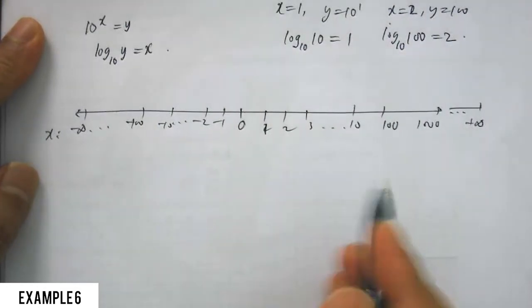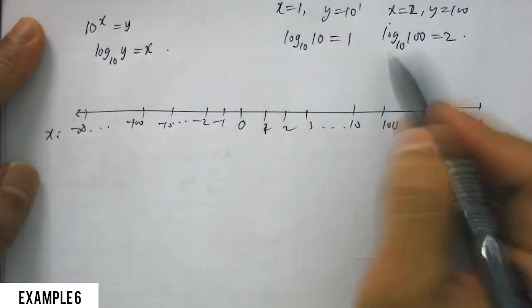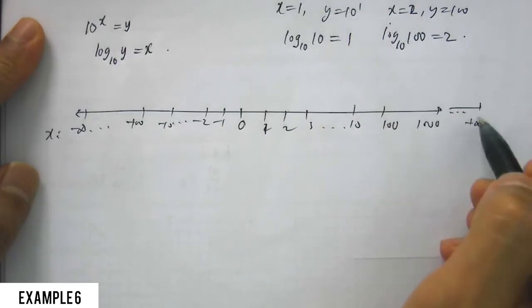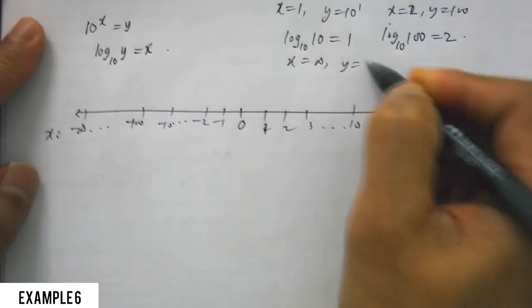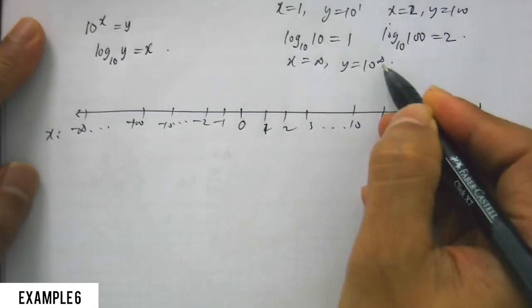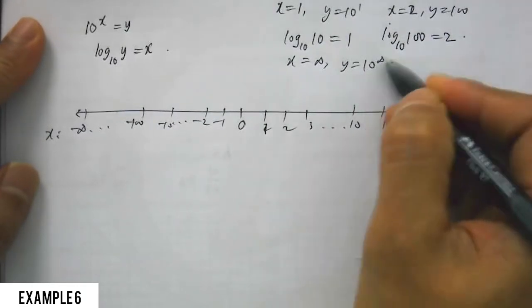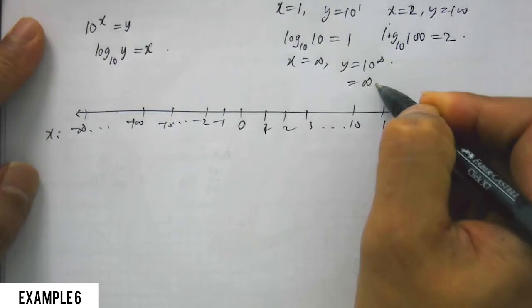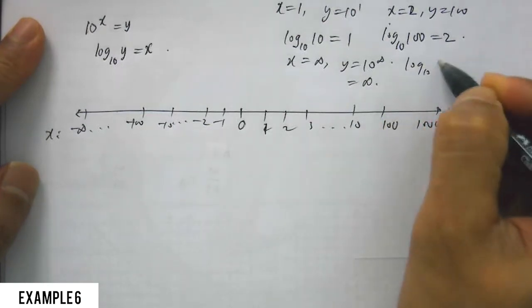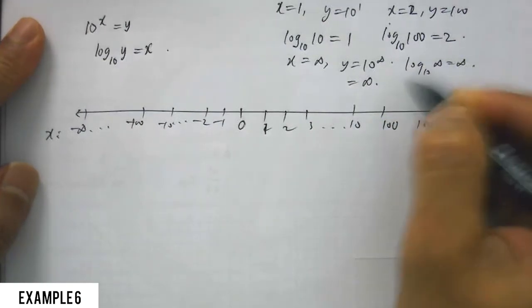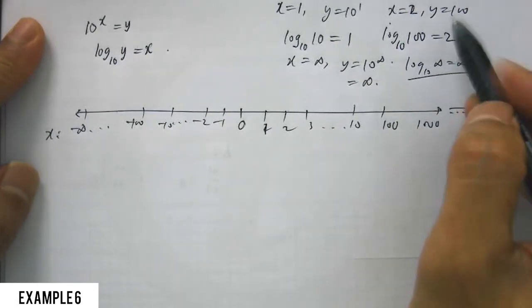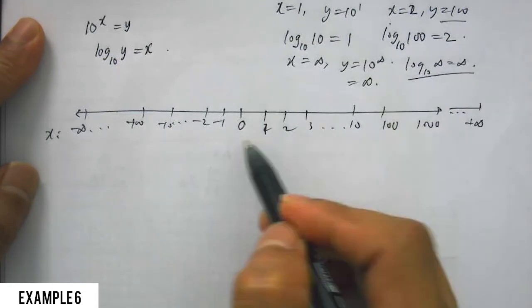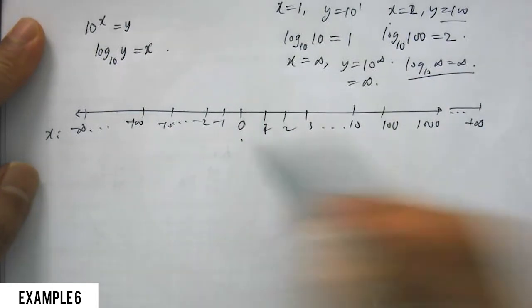So just imagine if I extend the value of x all the way to infinity. When x equals infinity, y is 10 power infinity. Now we know that anything power infinity is still infinity. So log base 10 infinity equals infinity. Of course, we don't write like this, okay? So just so you know that your y can take any value from here to infinity.